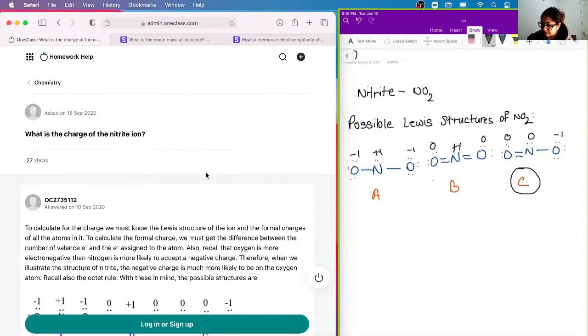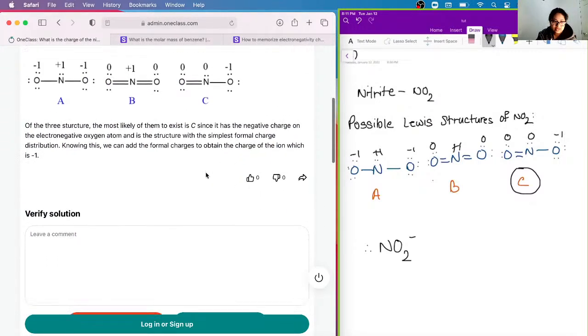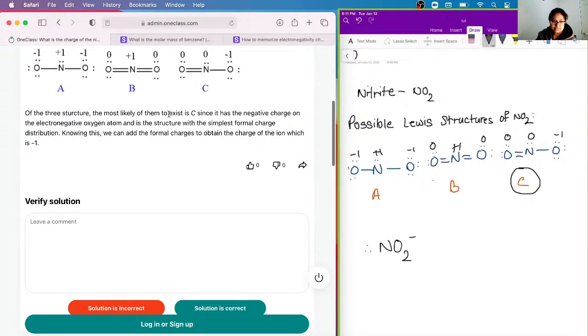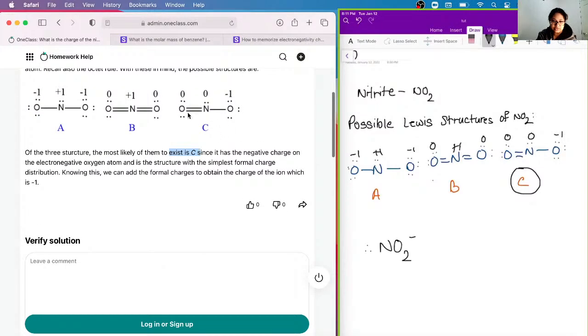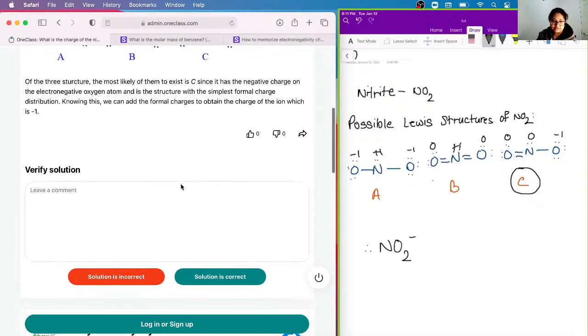And so knowing this, we can add the formal charges to obtain the charge of the ion, which we know is -1, right? So therefore, NO2 has a charge of -1. Okay, so this is your answer. And so yeah, the structure that exists is C, which they have shown over here, and the solution here is.